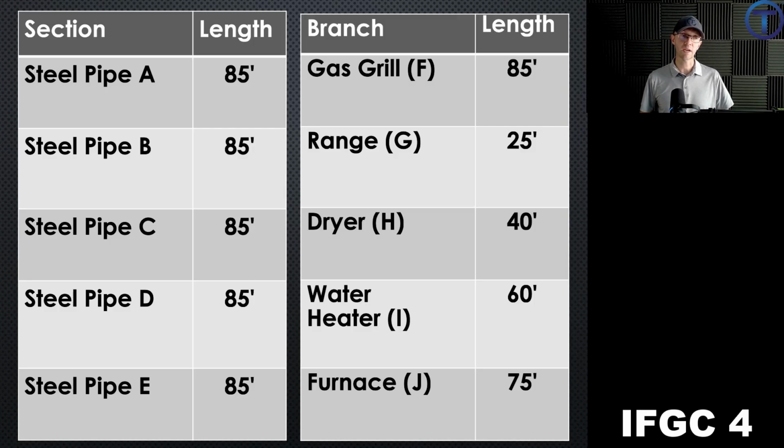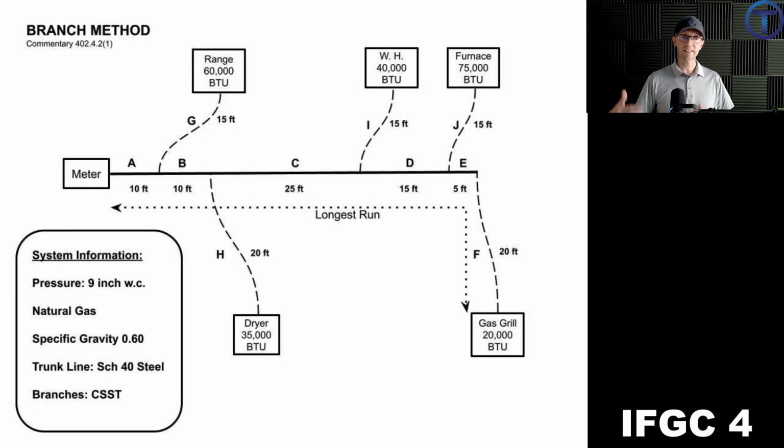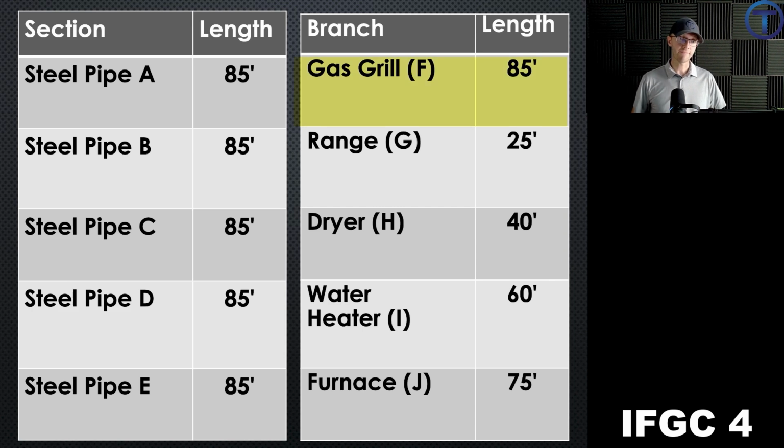Look at these tables. I've split this up between the steel and the CSST. On the steel side, where all of those are our trunk line, we're going to keep the same developed length for all of those. We're using the longest length. So we've got 85 on all of those. The difference with this branch length method is that we are going to do each branch separately, and we're going to get different lengths for those. So as we look at our gas grill, that's F. That one is the same as our longest length, the one that we've been using, so 85 feet.